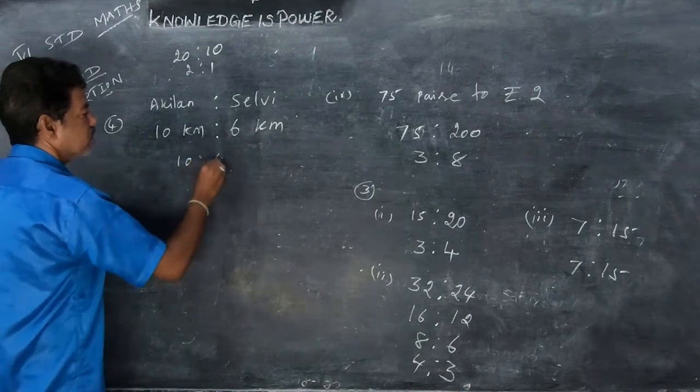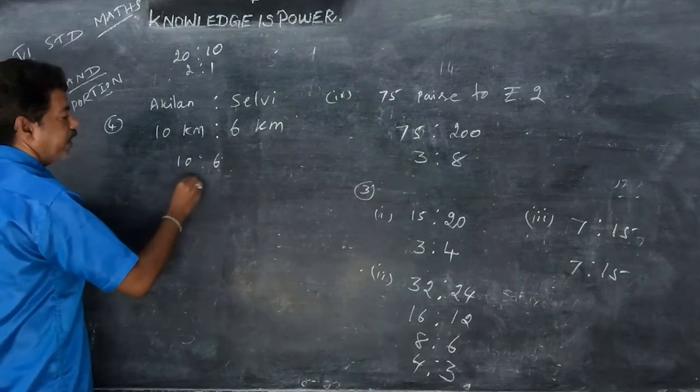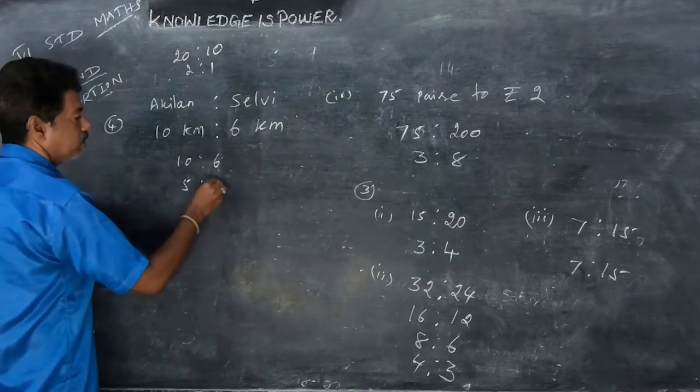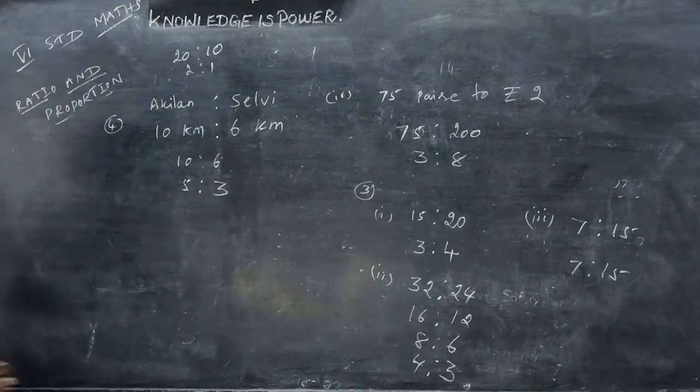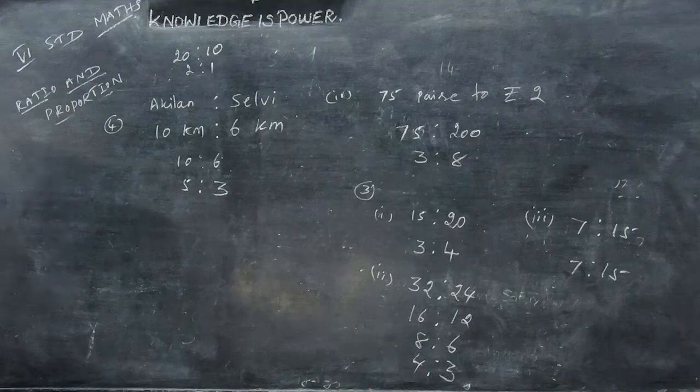10 is to 6. 2 table 5 times, 2 table 3 times. That's all. Both will be in the same ratio. We can finish it in the easiest way. So the fifth one I have told.